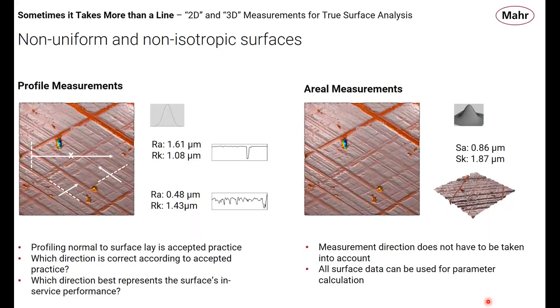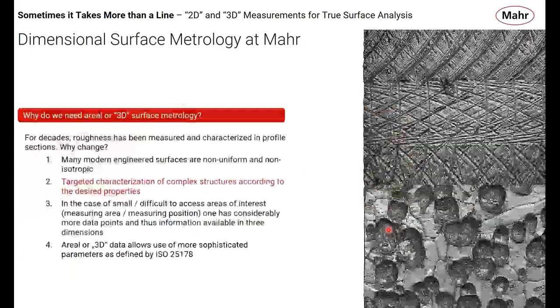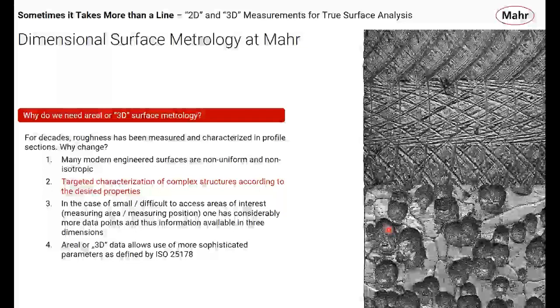We have a non-uniform surface, a non-isotropic surface that is going to give us issues when we're dealing with profile measurements. We're going to have big changes depending on where and how we align our profiles. On the SA side, over here on the aerial side, we're using all of the data available to create a single number to represent that surface. It captures all of the information on that surface. There's more to that topic, of course, but that's a good introduction to it.